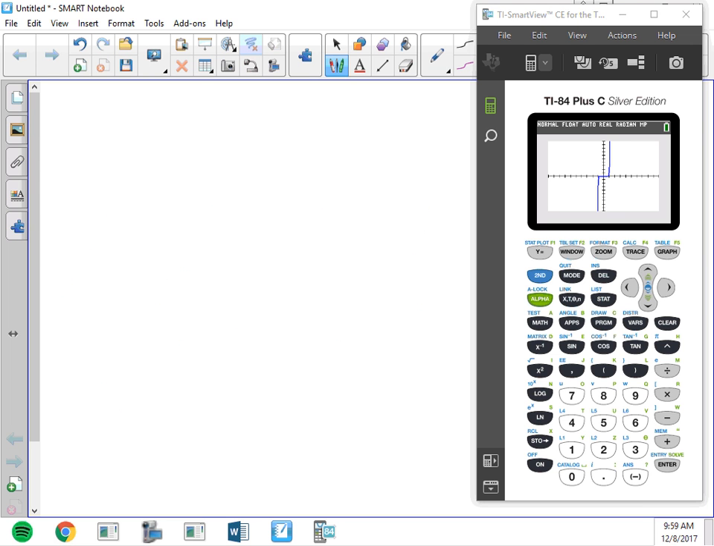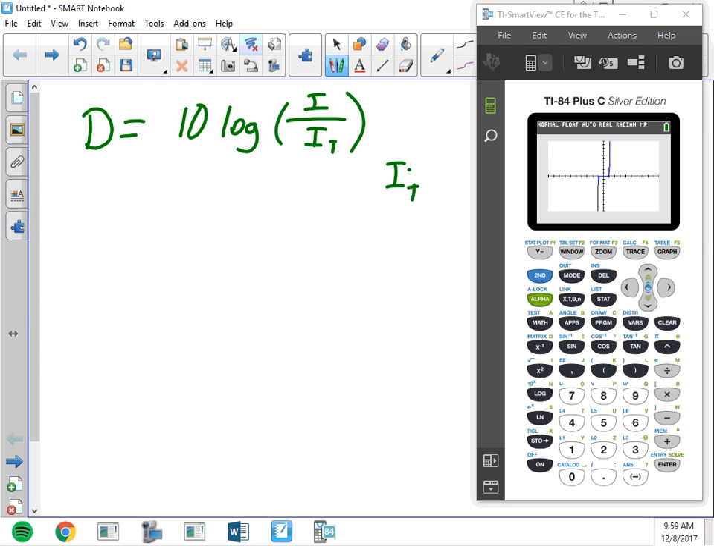The decibel formula, which is on page 371, is the decibel rating, D, is equal to 10 log of I over I sub t. And I sub t is a constant equal to 1 times 10 to the negative 12. Okay, flip over to 366.